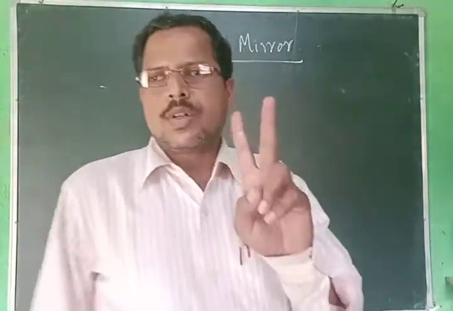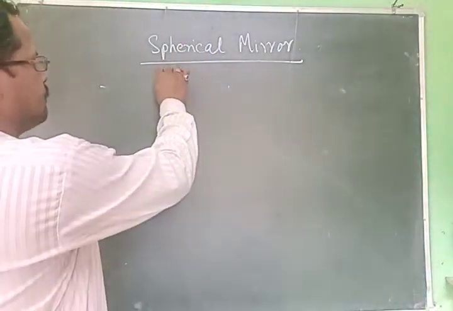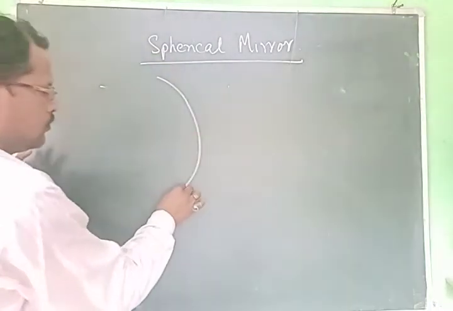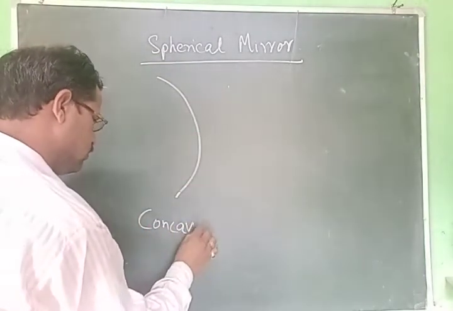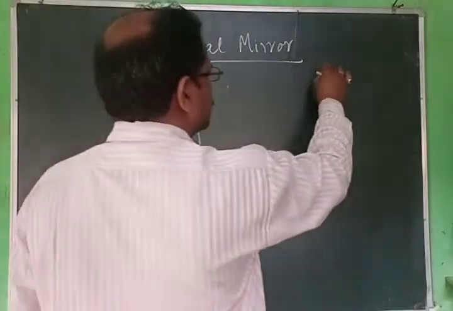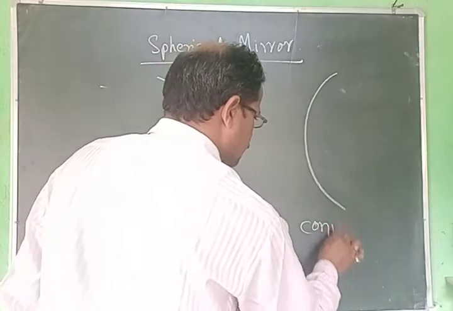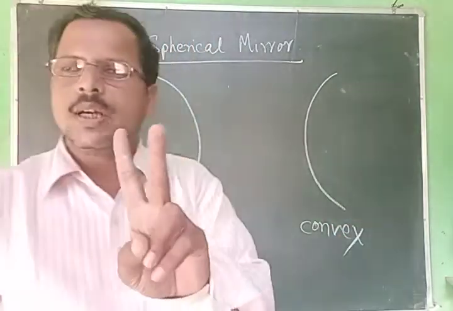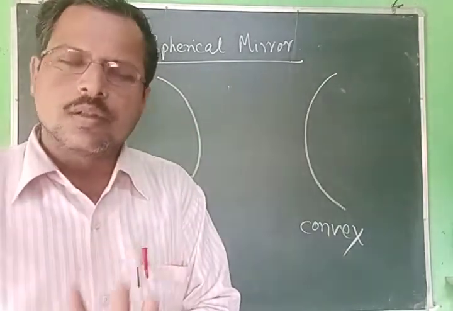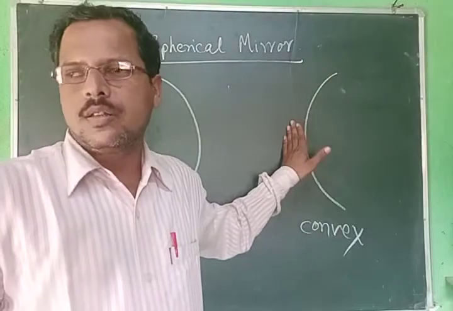We have two types of spherical mirror. The first one is concave, and another is convex. One is concave mirror, another is convex mirror.